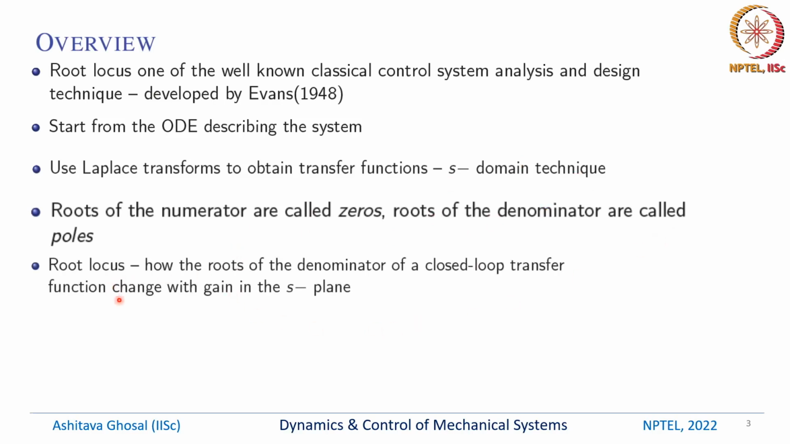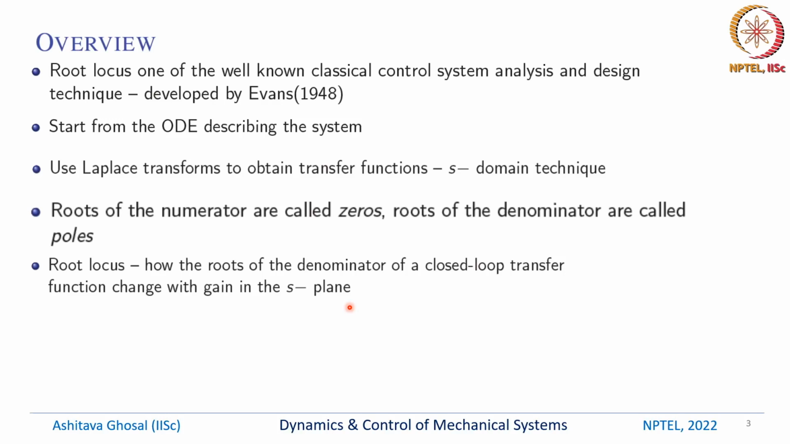Root locus is basically how the roots of the denominator of the closed loop transfer function change with the gain in the S-plane. So the transfer function will have some gain, some constant term k, times a numerator polynomial divided by a denominator polynomial. This is the open loop transfer function. The closed loop transfer function can also be obtained in terms of the open loop transfer function.